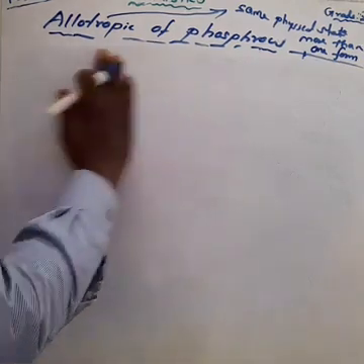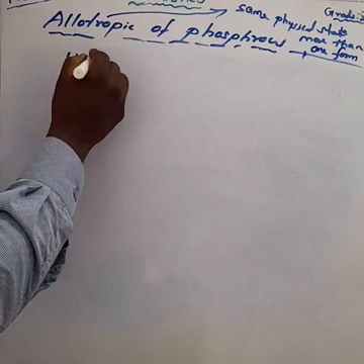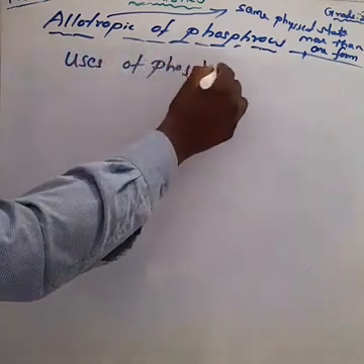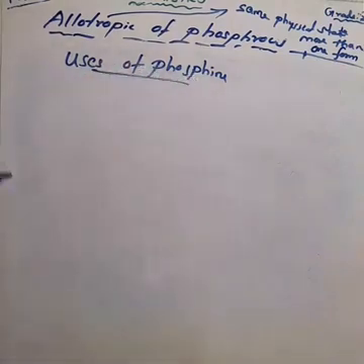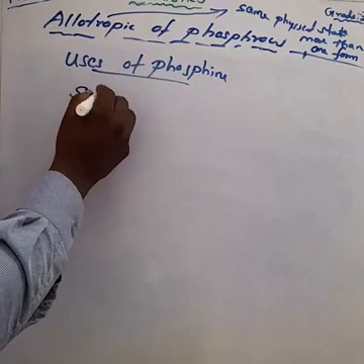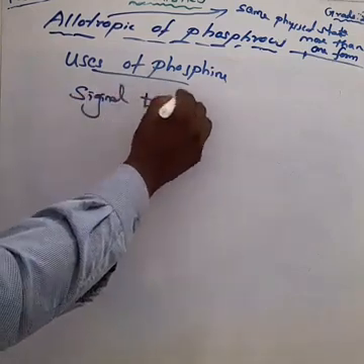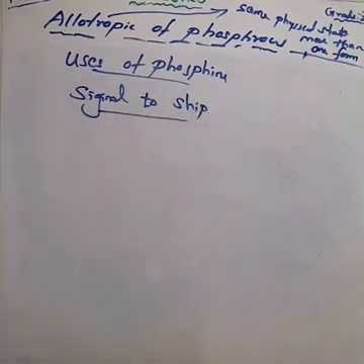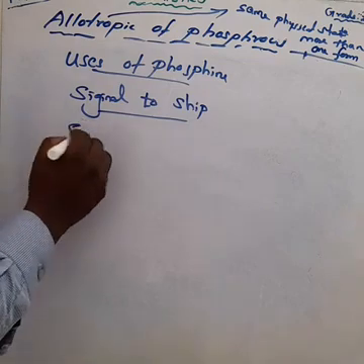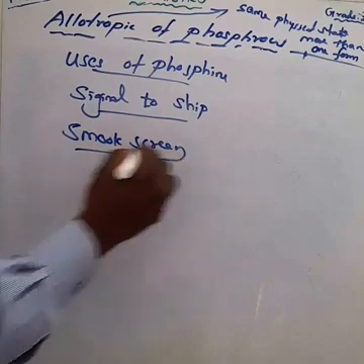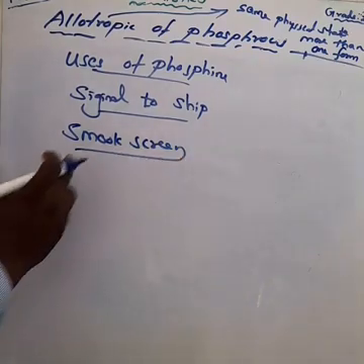Next, we discuss the uses of phosphine. In chemistry, the burning gas of phosphine serves as a signal to an approaching ship. Okay, this is very important. The burning gas of phosphine serves as a signal to the approaching ship. And one more point, it is used for producing a smoke screen. It gives large smoke. This very important application we will now discuss.